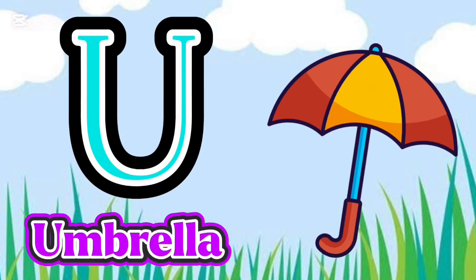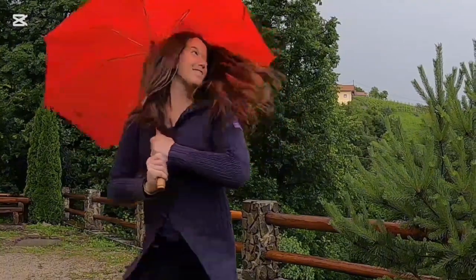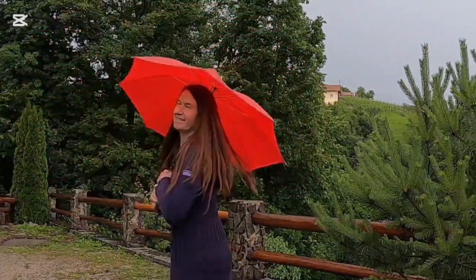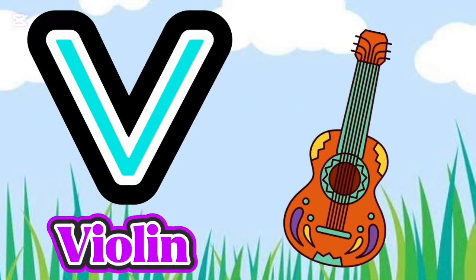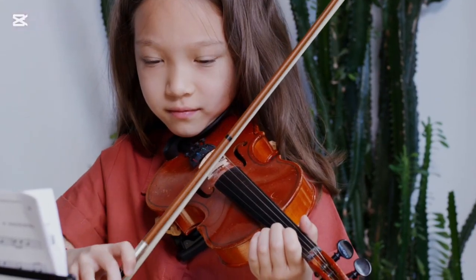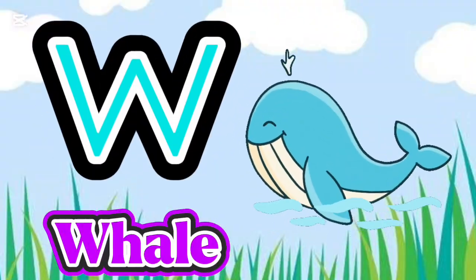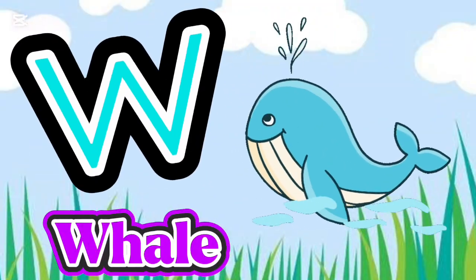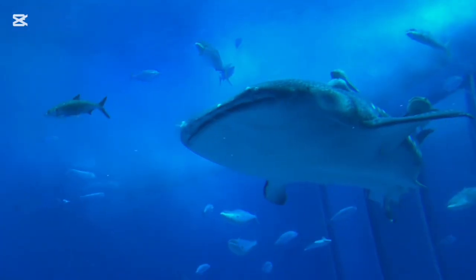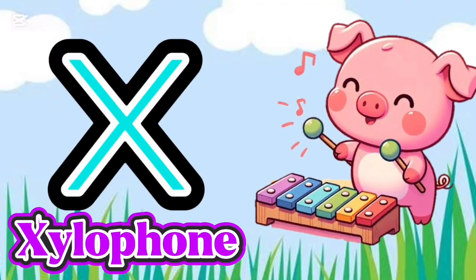U is for umbrella. Umbrella. U, umbrella. V is for violin. Violin. V, violin. W is for whale. Whale. W, whale. X is for xylophone.